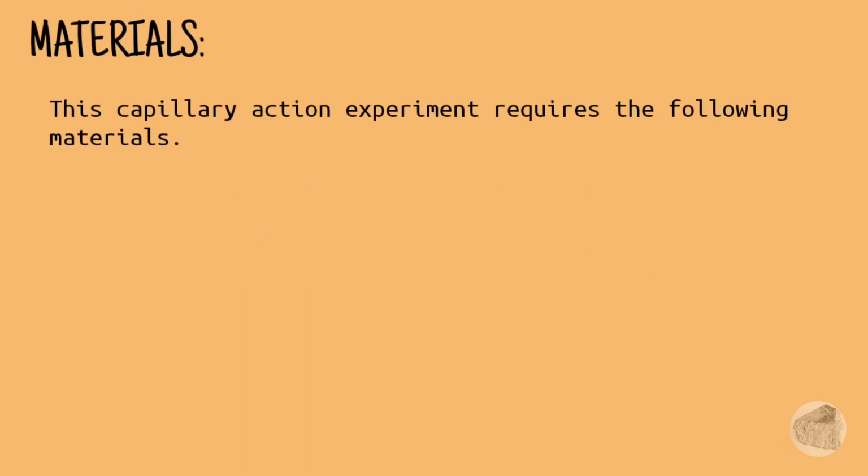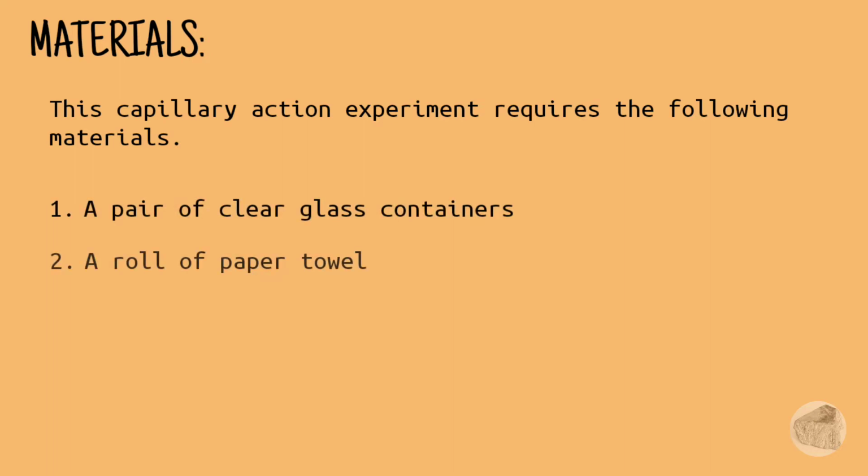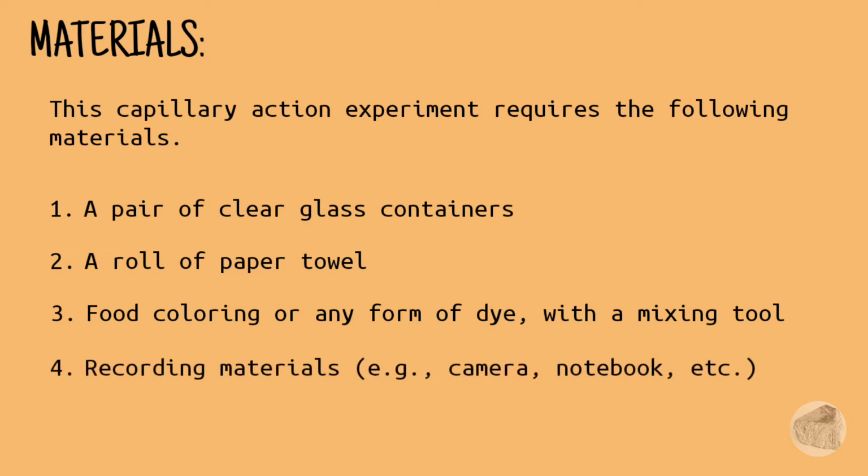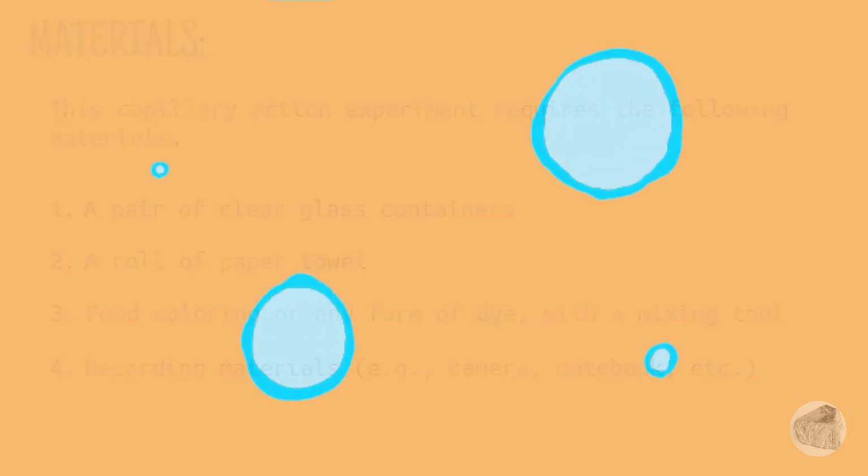Materials. This capillary action experiment requires the following materials. First, a pair of clear glass containers. Second, a roll of paper towel. Third, food coloring or any form of dye with a mixing tool. And fourth, recording materials like camera, notebooks, etc.